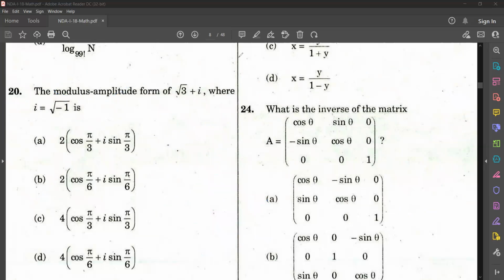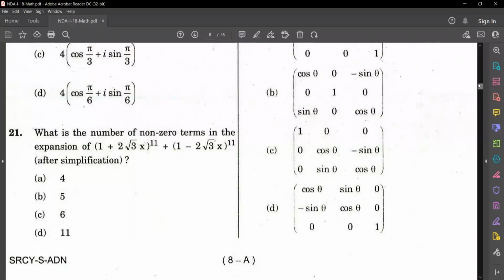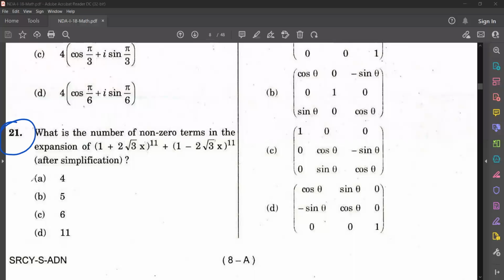See the next question. Question number 21. What is the number of non-zero terms in the expansion of (1 plus 2 root 3 x) the whole raised to 11 plus (1 minus 2 root 3 x) the whole raised to 11 after simplification? What is the number of non-zero terms?